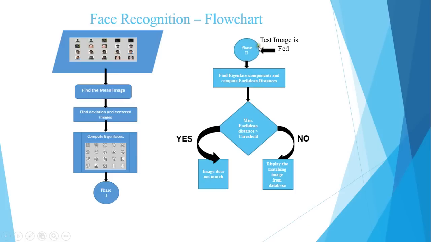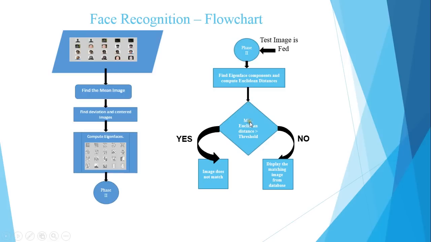Phase 2, shown in a different color, represents the recognition part of this process. This is where the test image is fed. Similar to the previous techniques, the eigenphase components are found for the test image, and Euclidean distances between these components and the ones already found are computed.